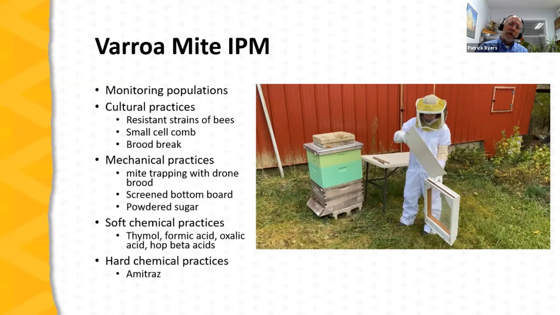Drone cells are larger than the cells for worker bees. And it also takes longer for the drone brood to develop. And so beekeepers are actually placing frames that have a special type of foundation that has the larger size cell for drones. The worker bees draw it out.